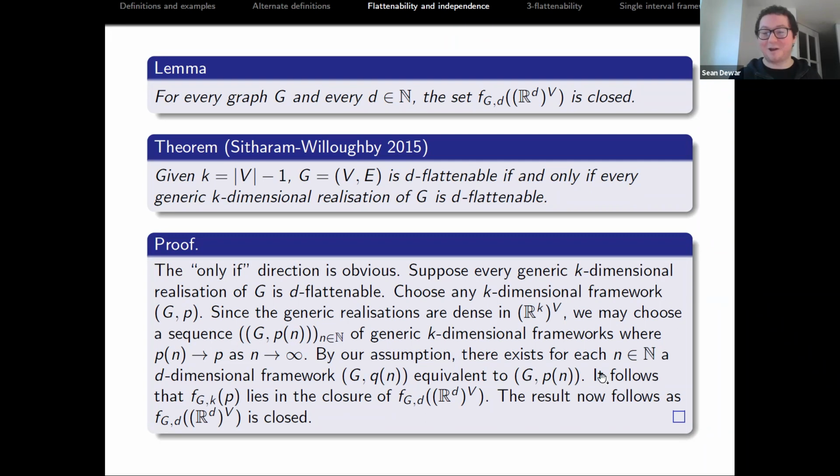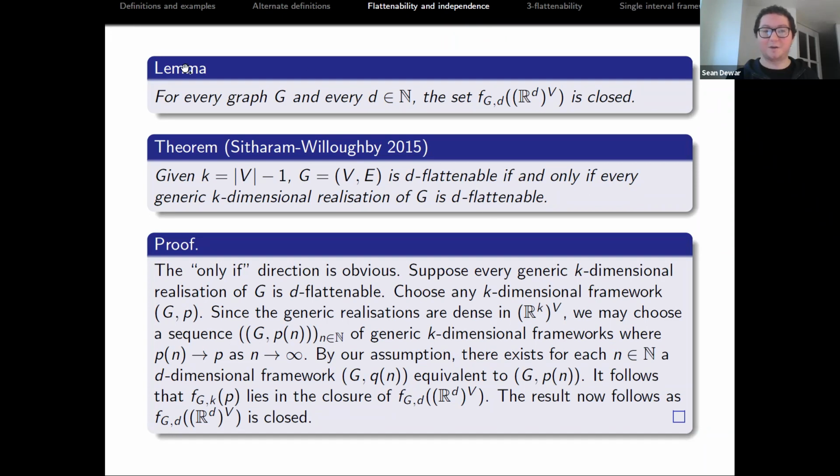There's a bit of technicality on this, but I've got around it by saying this. So it follows that GKP lies in the closure of this set here, because it's the limit of these GQNs. The edge lengths are the limit of these GQN edge lengths. And then I'm just using this lemma here that says this is closed to now say that this is closed as well. Does this make sense?